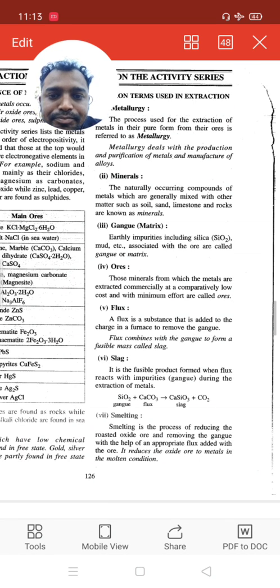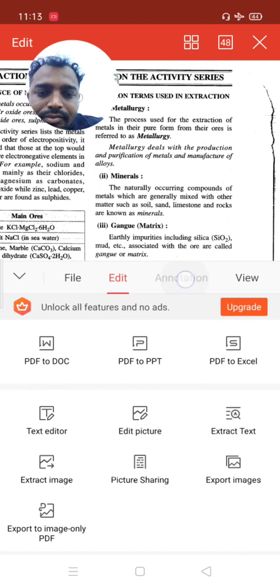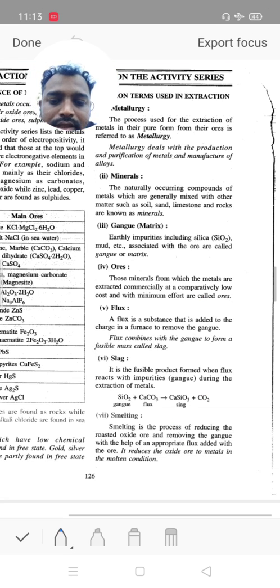Hello students, new chapter: metallurgy. In metallurgy, first one is minerals. Minerals are naturally occurring compounds of metal.